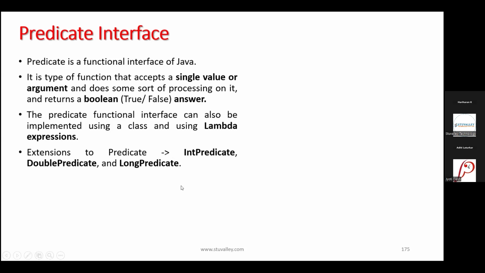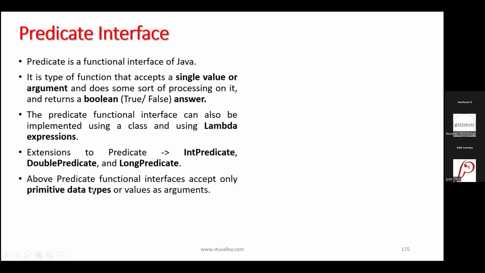It basically depends upon the data type only. These are primitive data types. So the above Predicate functional interfaces accept only primitive data types or values as arguments. That means if you are using IntPredicate, it will only take an integer parameter as input. If you are using DoublePredicate, then it will only use a double parameter. It will always return the Boolean value, but the type of parameter it is going to take depends upon which of these extensions of the Predicate interface you use.